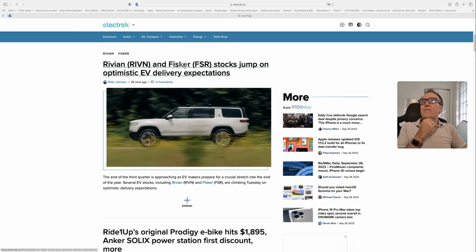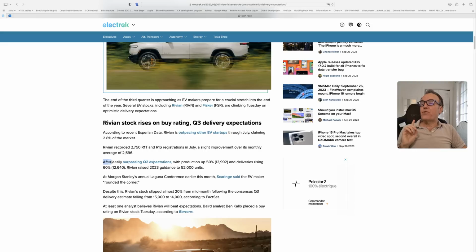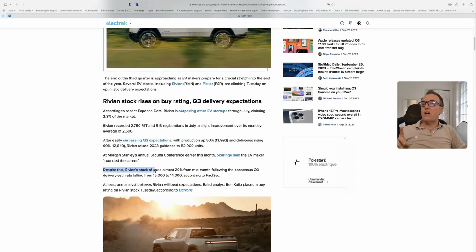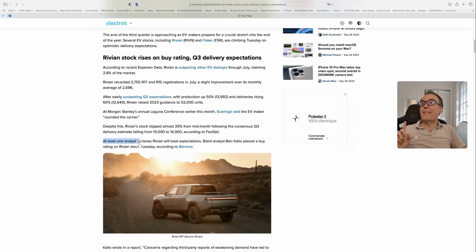So we have Rivian and Fisker stocks that jump on optimistic EV delivery expectations. We are going to take a look at Rivian a little bit later. After easily surpassing Q2 expectations with productions up 50%. So yeah, this was pretty nice. Despite this, Rivian stock slipped almost 20% from mid-month following the consensus Q3 delivery estimate falling from 15,000 to 14,000. Okay. At least one analyst believes Rivian will beat expectations.